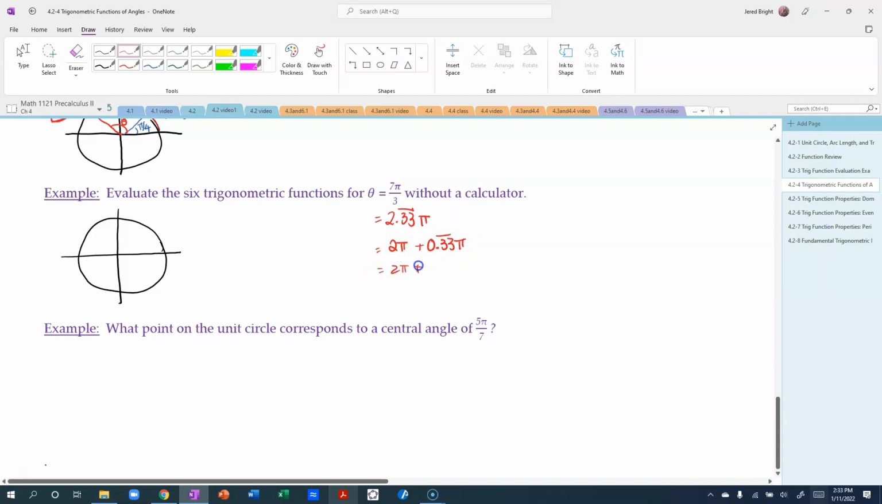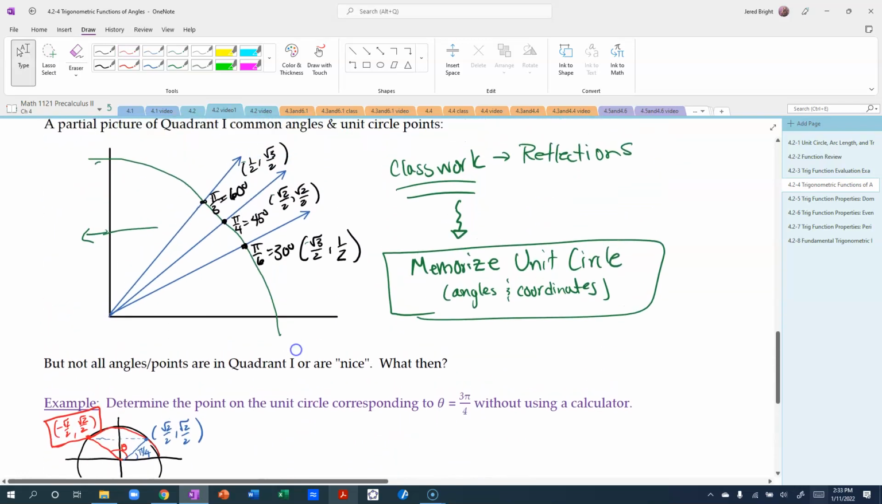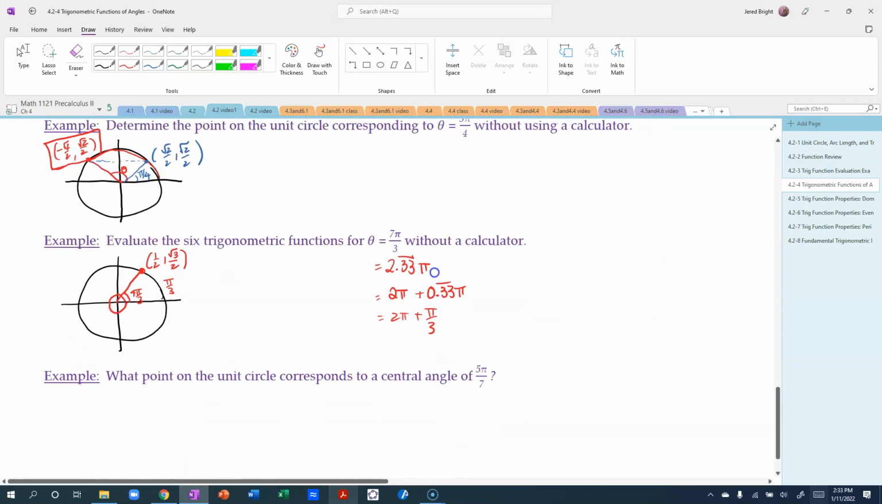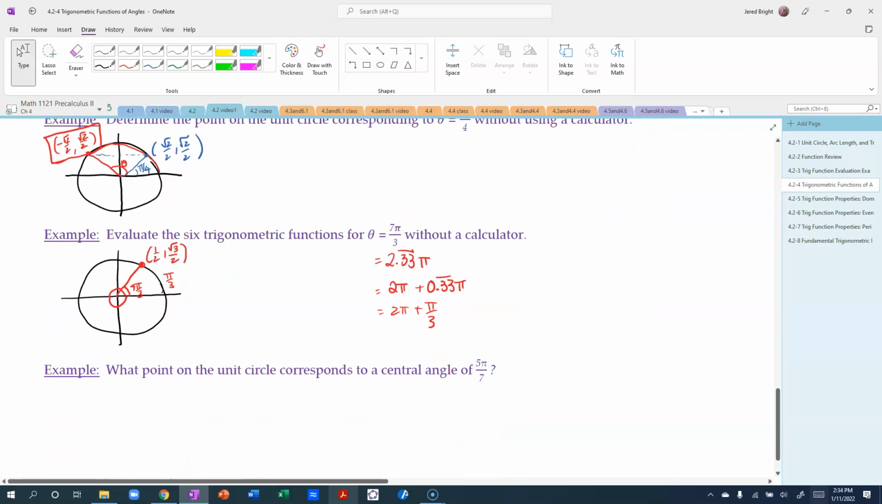Or 2 pi plus pi over 3. I wrote it in this form just so I could understand: I do one complete revolution, and then I go pi over 3 more. So this would be 7 pi over 3, which is coterminal with pi over 3. And I know that pi over 3 has coordinates 1/2, square root of 3 over 2. That was one of the nice coordinates above.